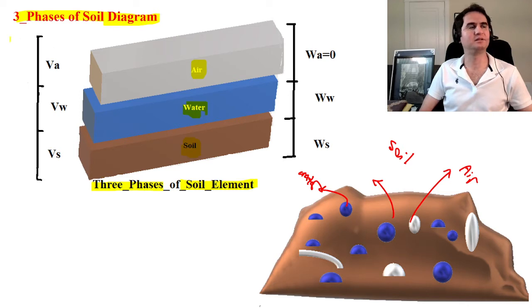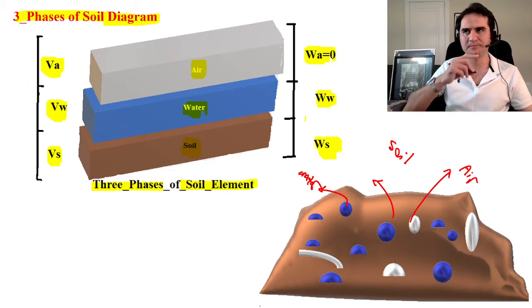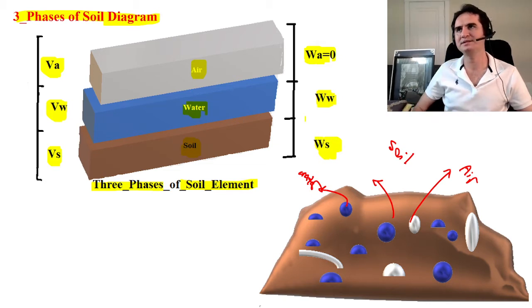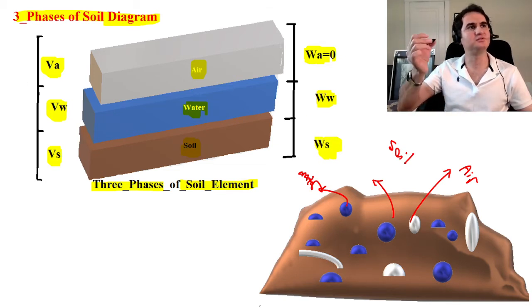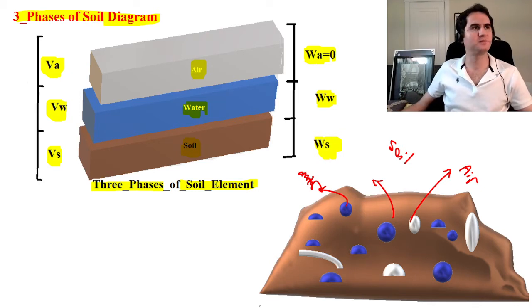At the top left we have the volume of air, volume of water, and volume of soil. Those are the volumetric elements. And at the right, that's the weight of air, which is almost close to zero. We consider it to be zero. Then the weight of water and weight of soil. That's the three phases of soil diagram. We derive all of our relations based off this diagram.